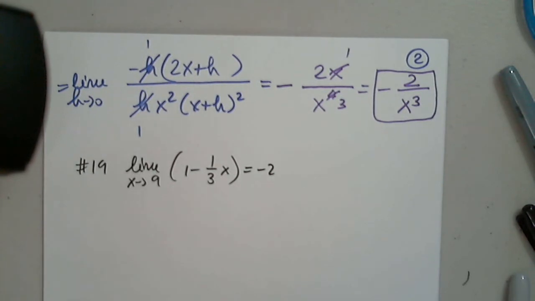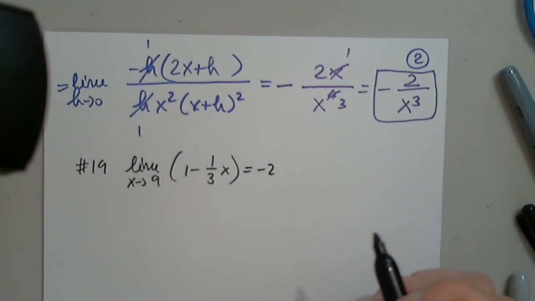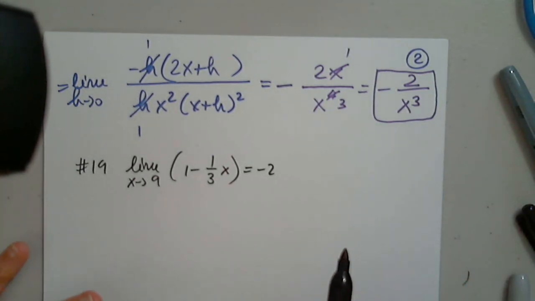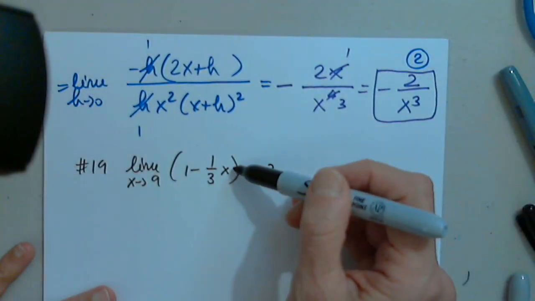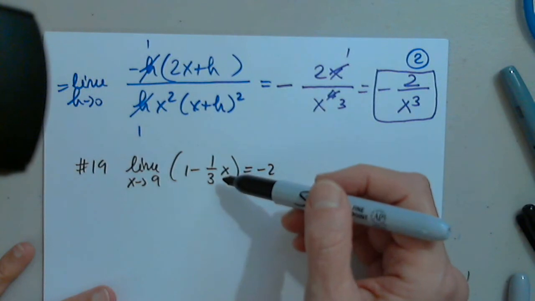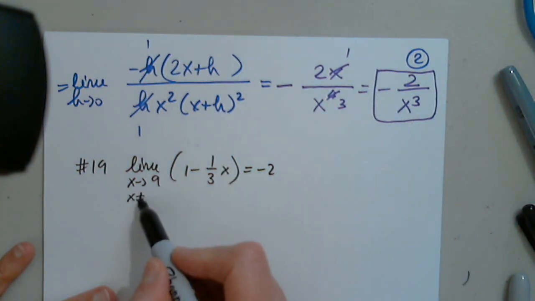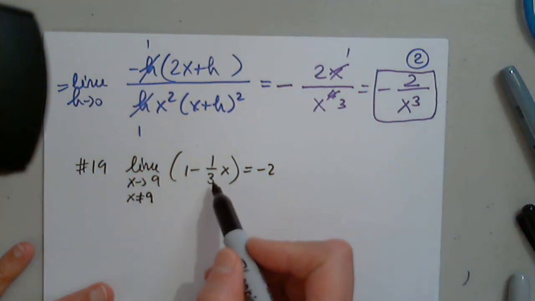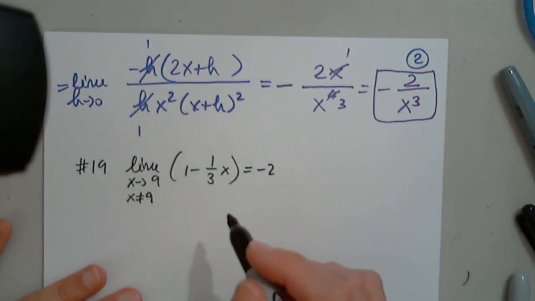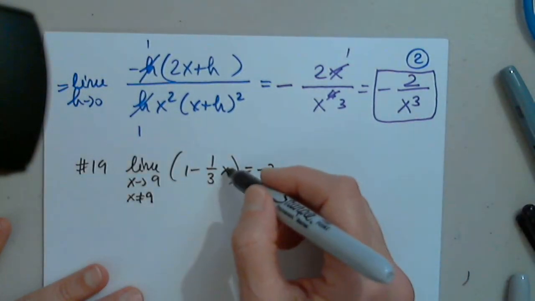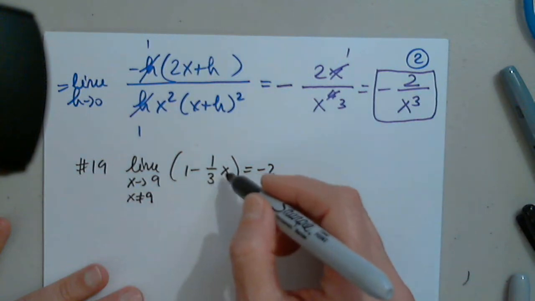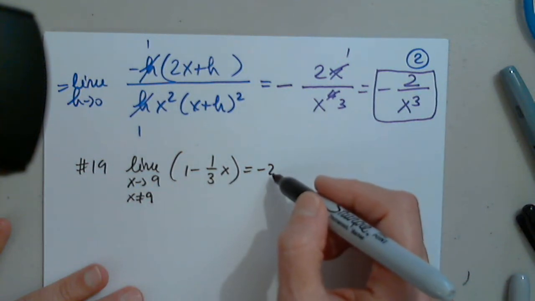Now, first of all, I'm not asking you to stop believing everything or checking everything, but we have to do that. So when I plug in 9, because it's a linear function, I'm allowed to plug in. Although x does not equal 9, for linear functions or polynomials, I'm allowed to do that to determine the limit. 9 divided by 3 will be 3. 1 minus 3 is indeed -2.